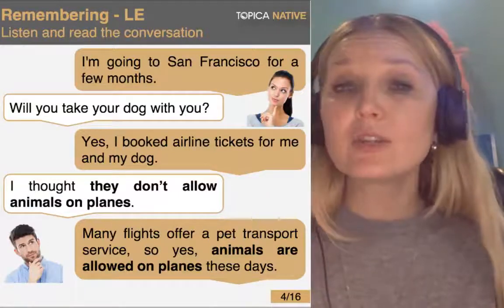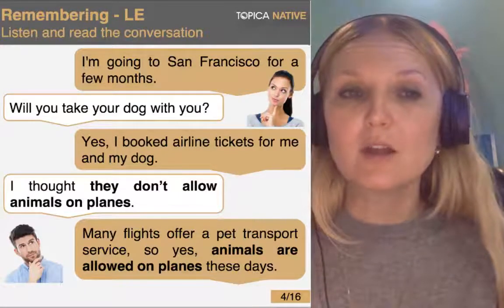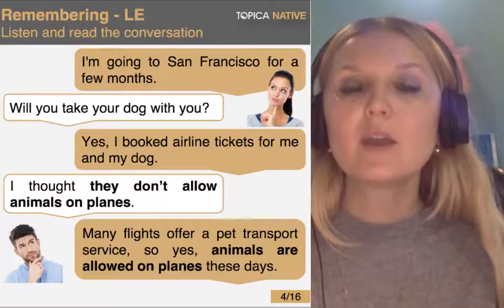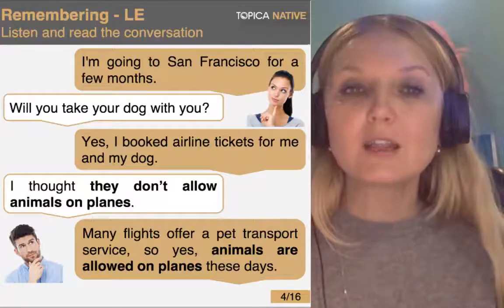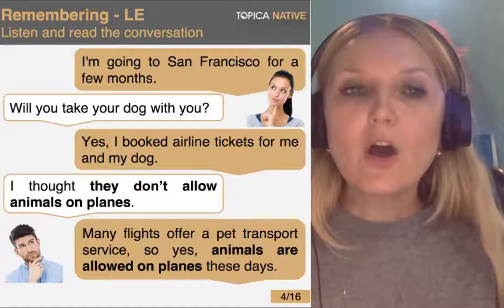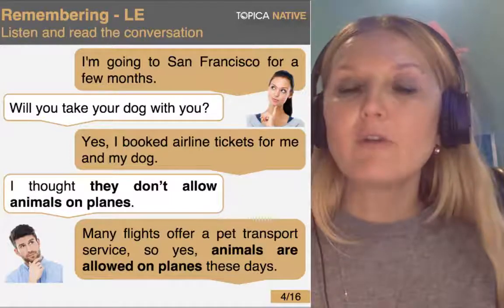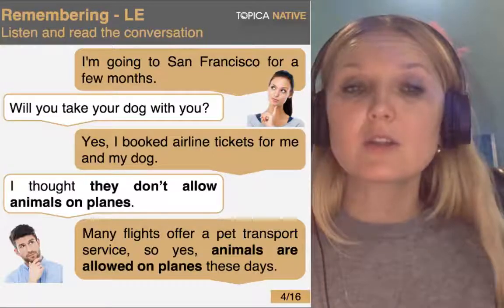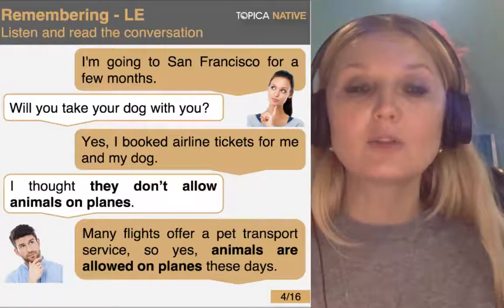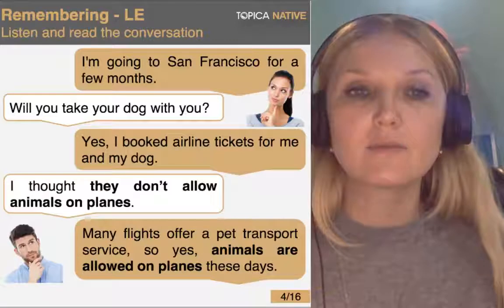So I'm going to San Francisco for a few months. Will you take your dog with you? Yes, I booked airline tickets for me and my dog. I thought they don't allow animals on planes. Many flights offer a pet transport service, so yes, animals are allowed on planes these days.